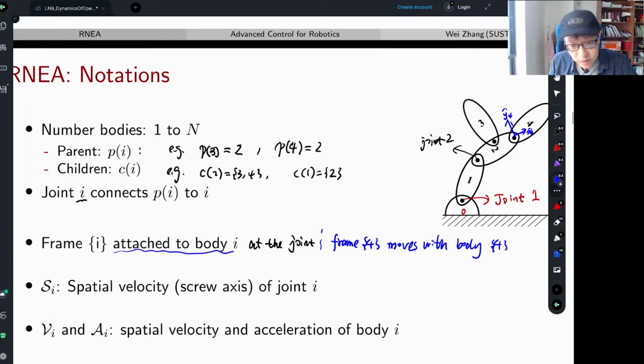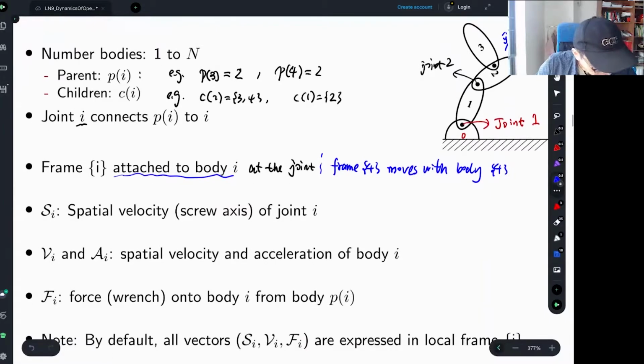Is that clear now? Yes. Whenever body 4 moves, frame 4 also moves. When body 2 moves, frame 4 also moves. That frame 4 moves not because body 2 moves, but because body 4 is moving with body 2. Body 4 is the only thing that matters here, right?